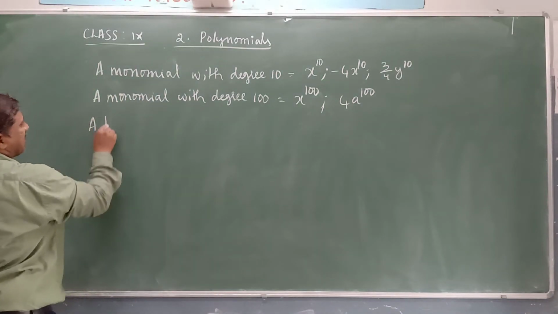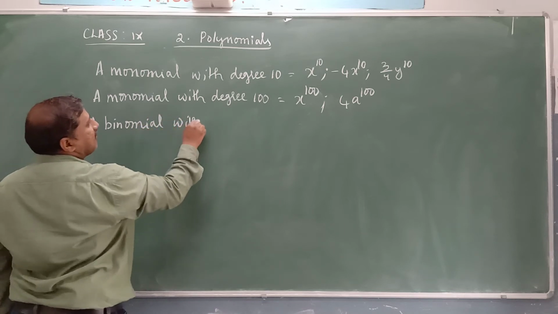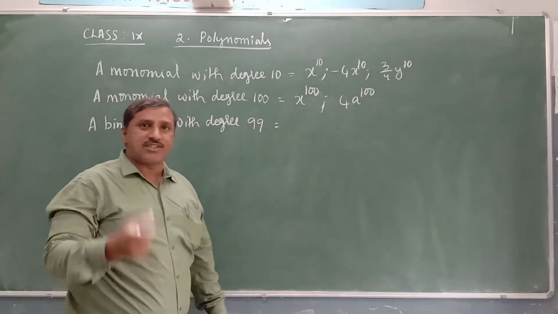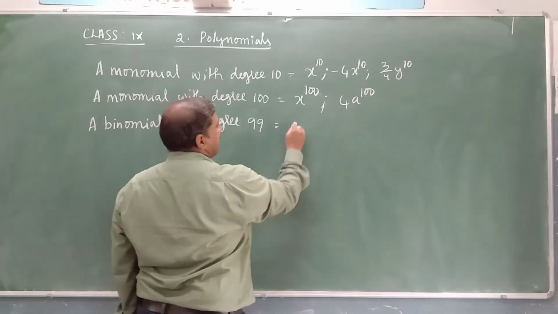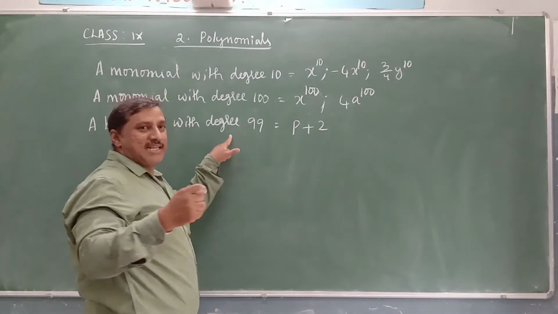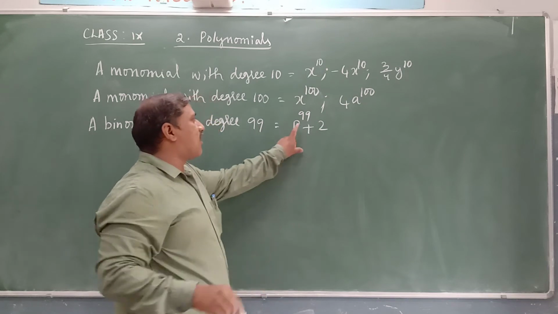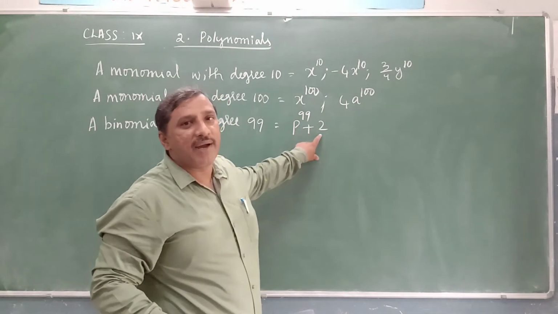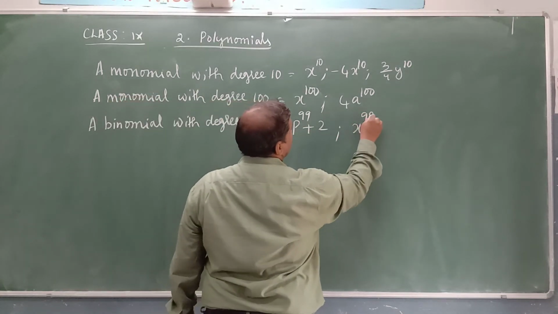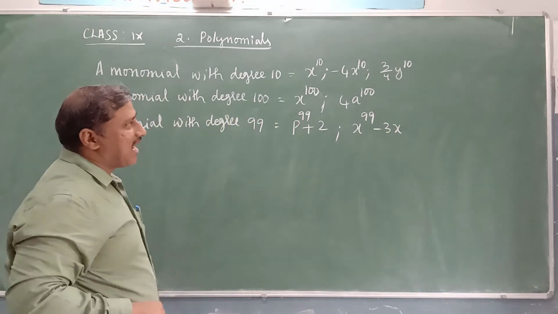Now, a binomial with degree 99. Binomial means two terms should be there. Yes, p plus 2 is a binomial. p is one term, 2 is the other term. But degree means the highest power, and it should be 99. So p to the power of 99 plus 2 is a binomial with degree 99. Or x to the power of 99 minus 3x is also a binomial with degree 99.